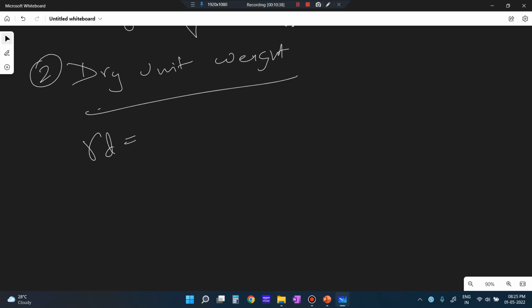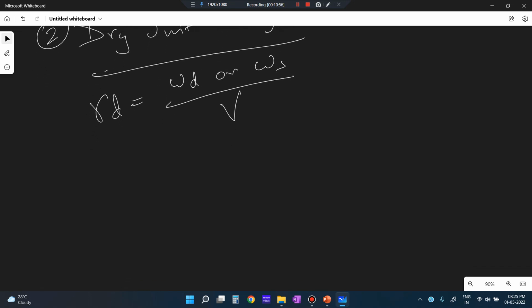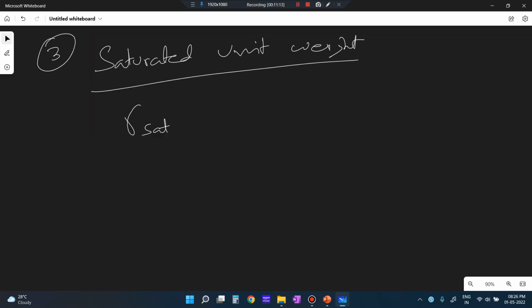Number 2, dry unit weight. It can be represented by gamma d. It is equal to the weight of the dry soil, that is the weight of the dry soil or weight of the soil solids, whatever you may say, divided by the total volume of soil. Number 3, saturated unit weight. It is represented by gamma sat, which is equal to the saturated weight of the soil divided by total volume of soil.